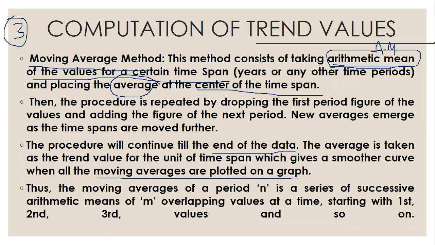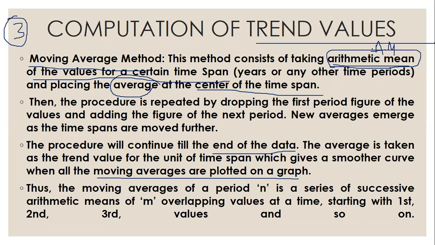So whatever data we get, when we take the arithmetic mean of the data until the last data we have, and when we plot all the values on the graph, it will give us a smooth curve, which means it doesn't have pointed lines. It will give us a smooth curve of an average of the trend values. So that is known as the moving average method. Now in this moving average method, we can find the average for 2 years, 3 years, 4 years and so on.